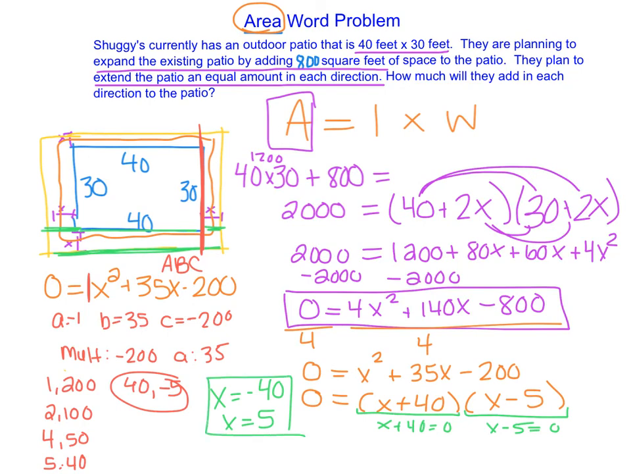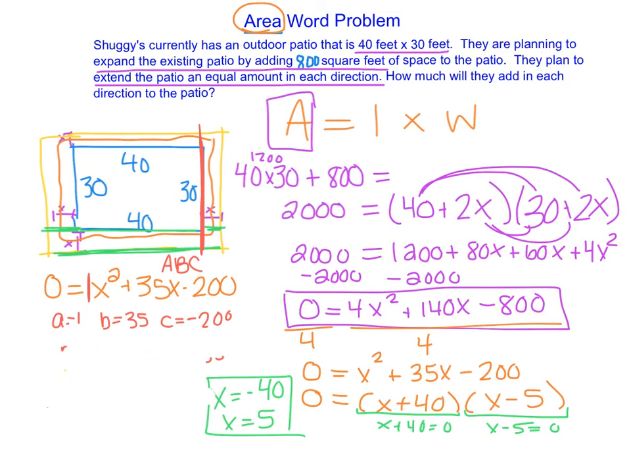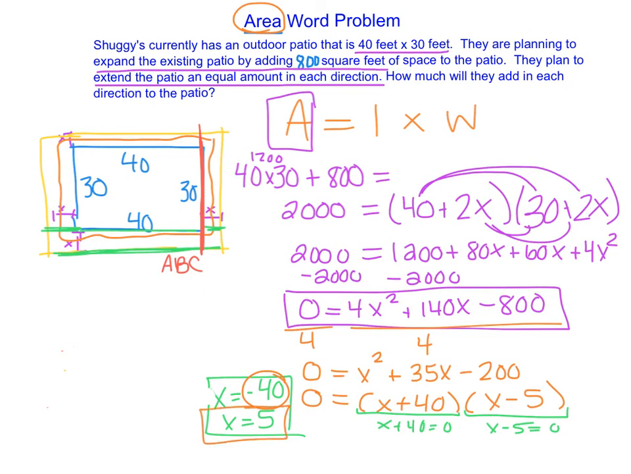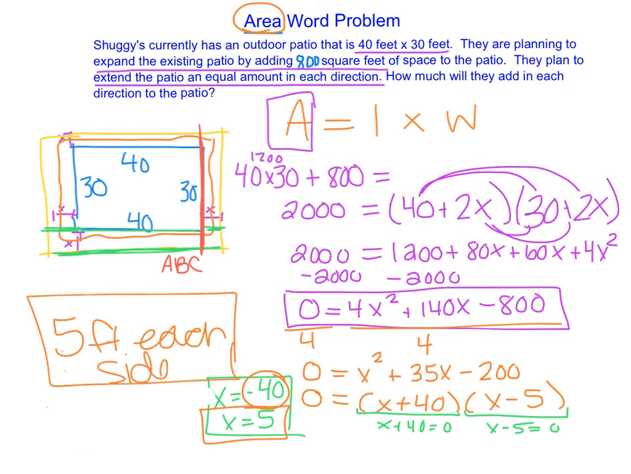So now I need to take these values and really apply them to the context of this problem here. This problem is ultimately asking me, what is the amount that they add in each direction to the patio? Well, it wouldn't really make sense to add negative 40 feet to each side of that patio. So instead we know that our answer is 5. And so we're going to add 5 feet to each side of that patio if we want to add in 800 total square feet.